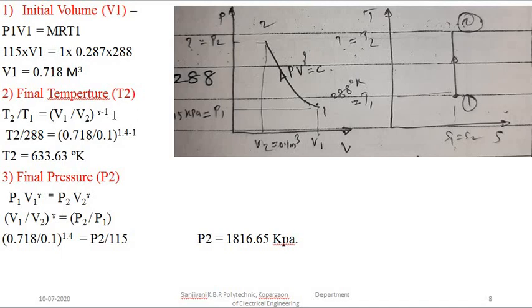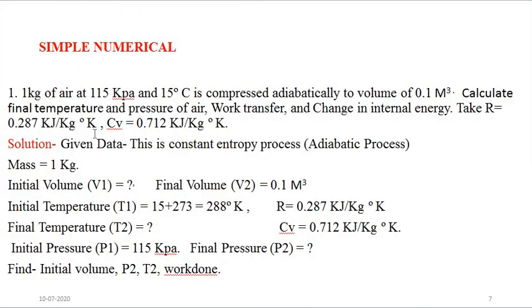To the power gamma minus 1. So T2 upon T1, T2 upon 288 is equal to 0.718 divided by 0.1, raised to power 1.4 minus 1. So gamma value is 1.4. We have to calculate the gamma value, that is Cp upon Cv. So you have to first calculate the Cp value, and gamma is equal to Cp upon Cv. So that we have to calculate.